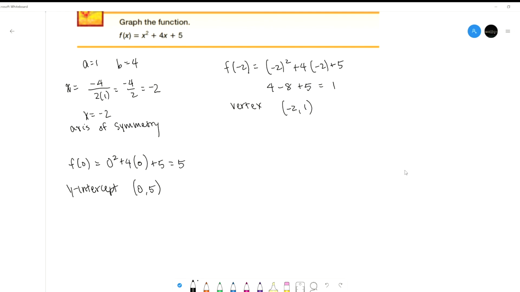Next is our x-intercepts. So what I do is I set the function equal to 0, and I factor if possible, right? This one does not look factorable. So I have to, let me write the c here. C is 5, right? So we have to do the quadratic formula. So x is equal to negative b plus or minus the square root of b squared minus 4ac, right, over 2a.